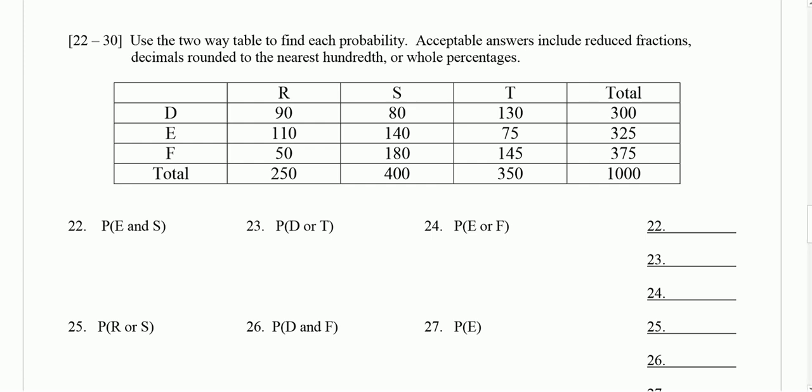Number 22 to 30, we're to use the two-way table to find each probability. Acceptable answers include reduced fractions, decimals rounded to the nearest hundredth, or whole percentages. So 2, we want the probability of P and S. Sorry, E and S. So that would be the 140 over the 1000. We can divide top and bottom by 10 and get 14 over 100. And divide those by 2 and get 7 over 50.